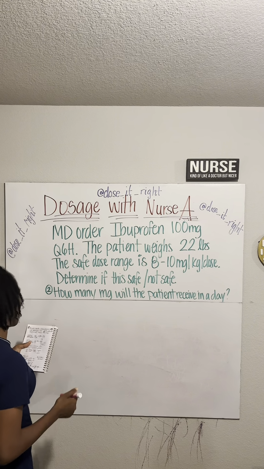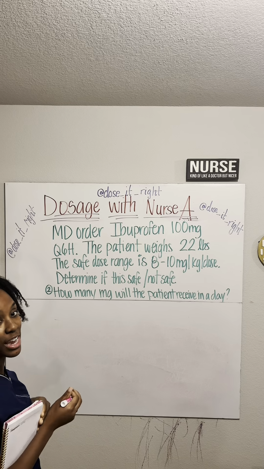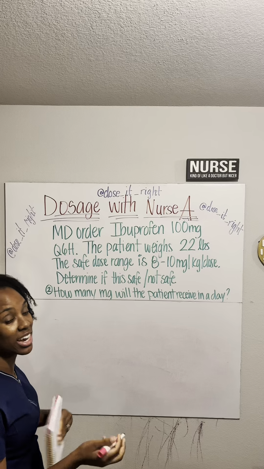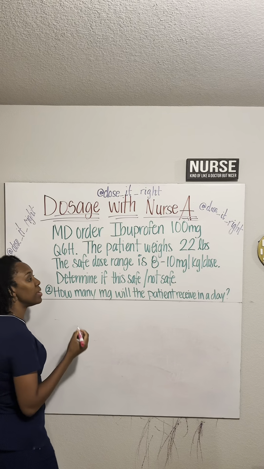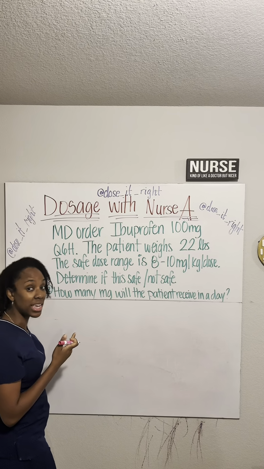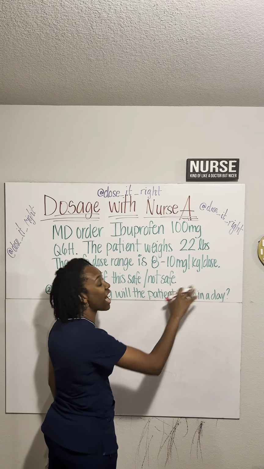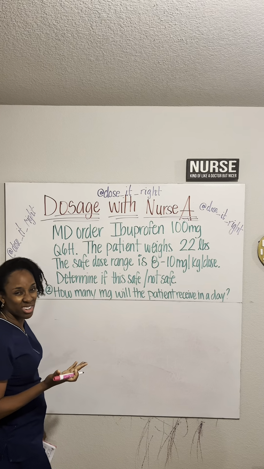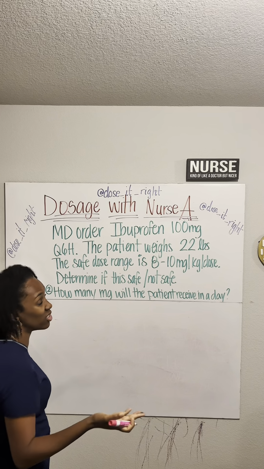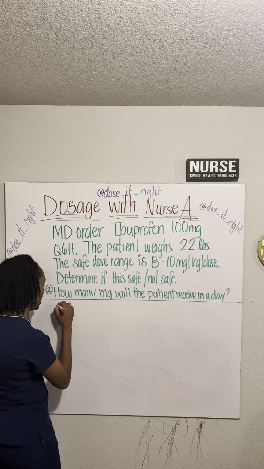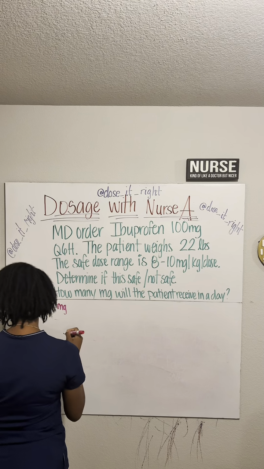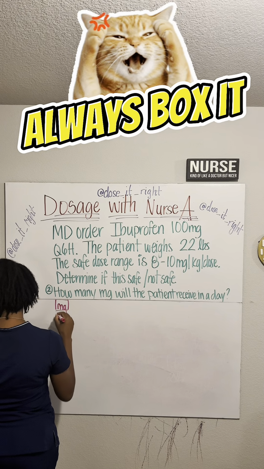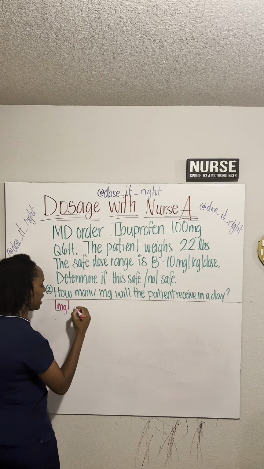All right, so let's go ahead and determine the safe dose range. When we're doing safe dose range, know that we will be having a low and a high. Meaning we need to know the lowest amount that we can give to the patient, but we also need to know the highest amount. Then we need to compare, based off of the doctor's order, is this too much or is this too little? Or is it just okay?